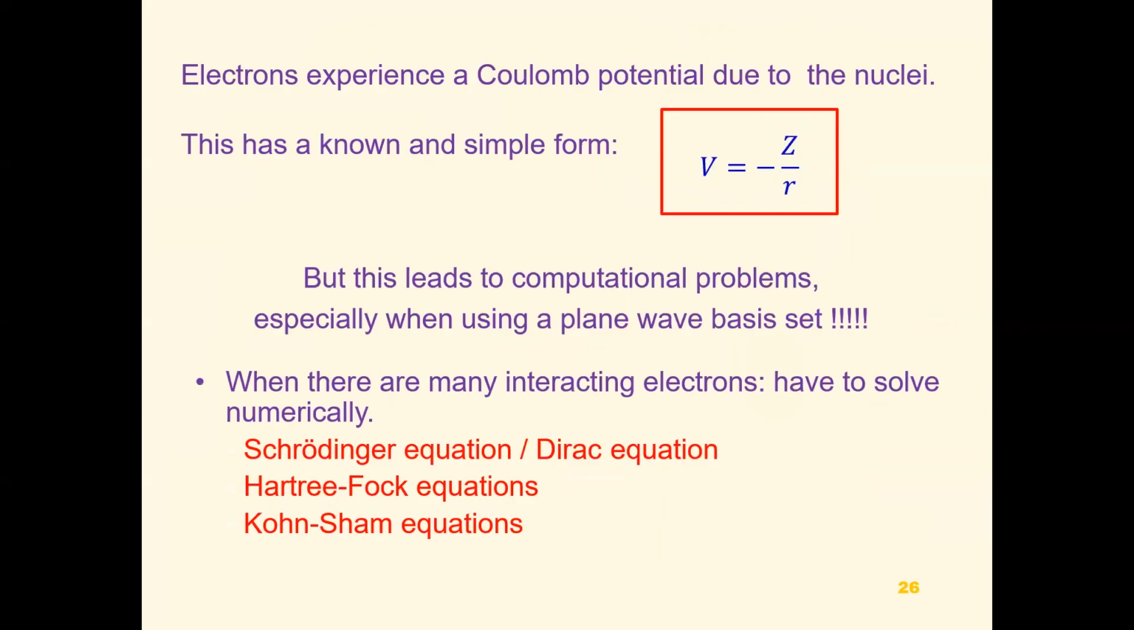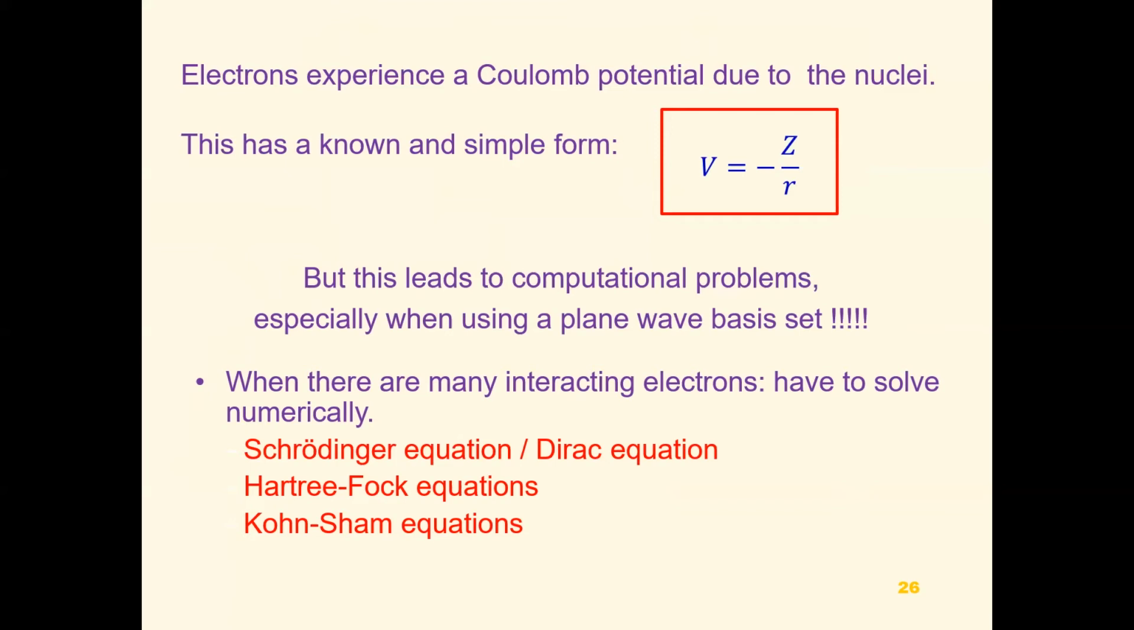Generally, the pseudopotential concept comes from the fact that electrons experience a Coulomb potential due to the nuclei, which in its simplest form can be written as V equals minus Z by R. But this leads to computational problems. When we put R equal to 0, we cannot get the correct answer because the term gives an infinite value. So this term leads to computational problems, especially when we are using the plane wave basis set.